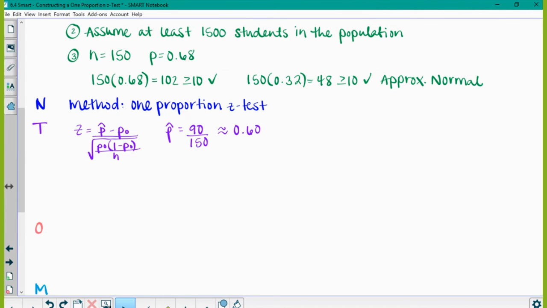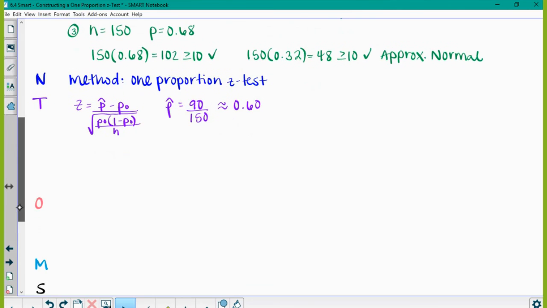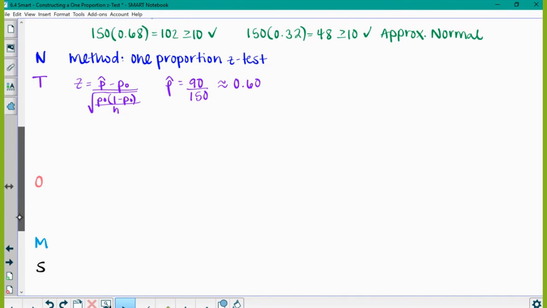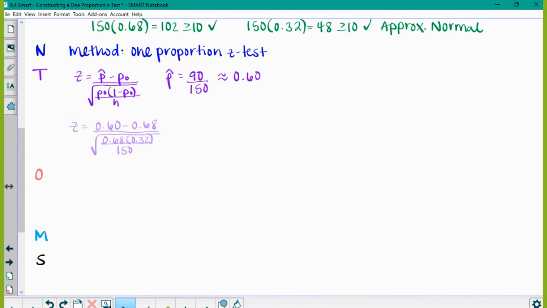I will take my p naught, which is 0.68, my p hat, which is 0.6, my n of 150, and I will plug all of that into my Z-score formula. And I will approximate my Z-score to be negative 2.1004.